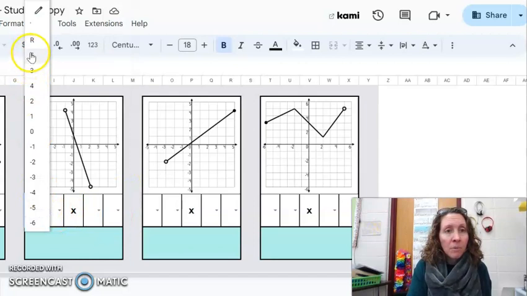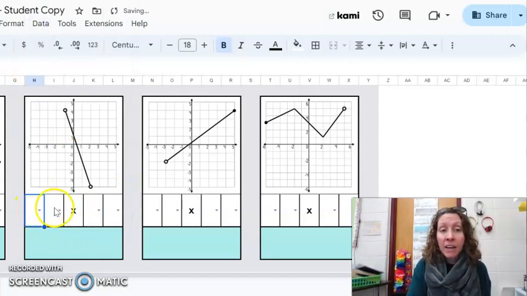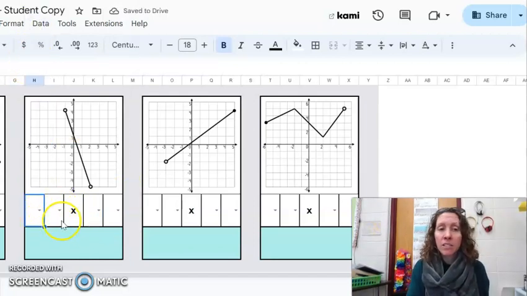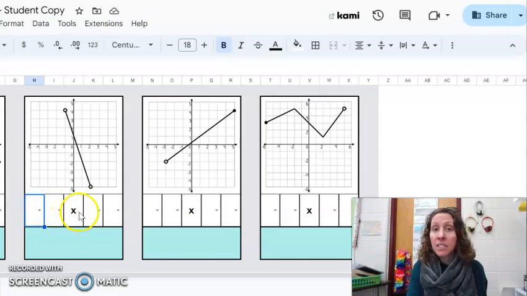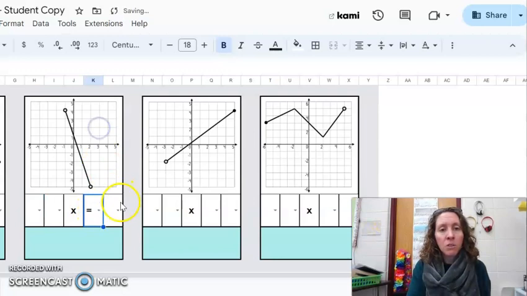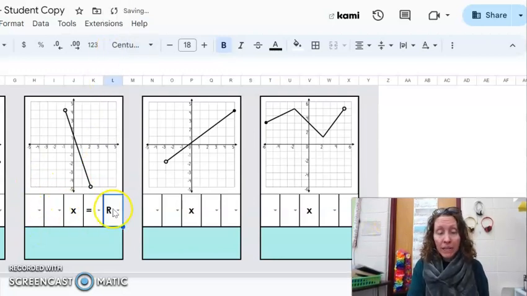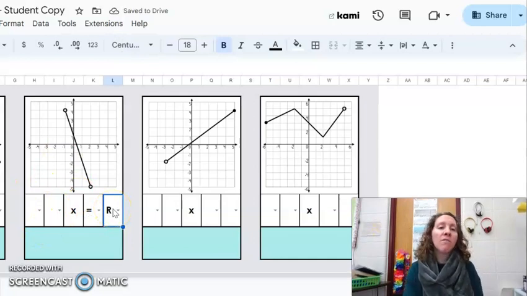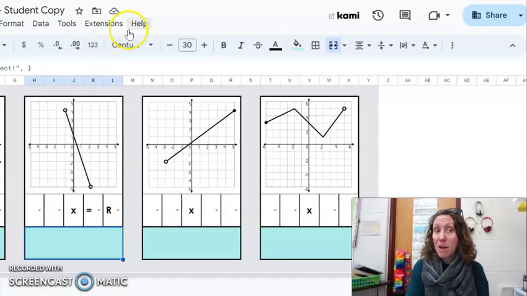Okay. You might not have anything in these first two boxes. So like, let's say you get one that's x is equal to all real numbers. Then you would say x is equal to the capital R. Leave these ones blank. And if you have all of those components correct, then it's going to say correct in this little box down here.